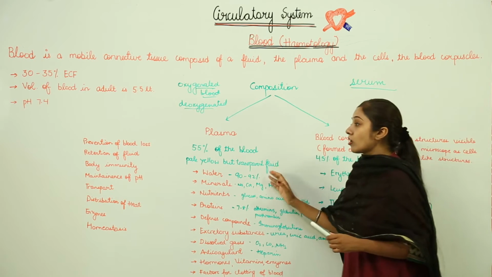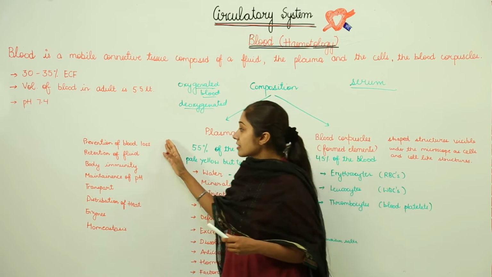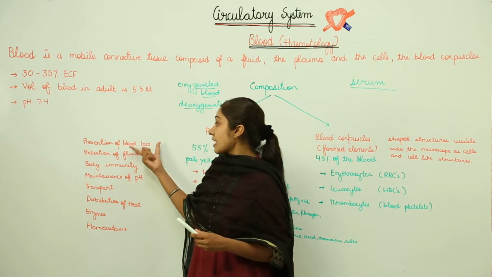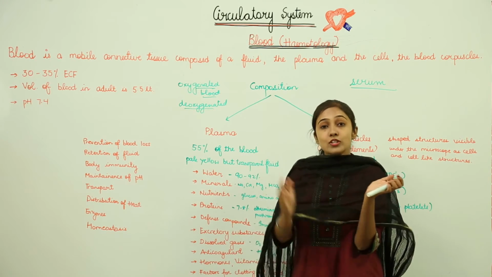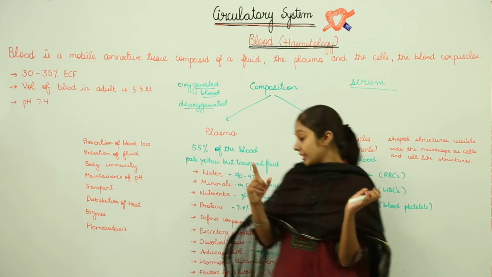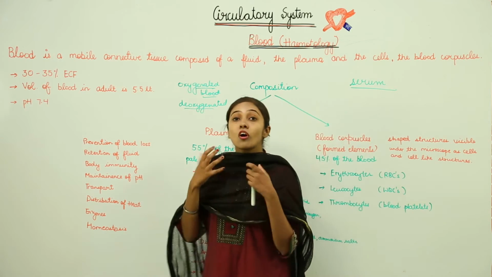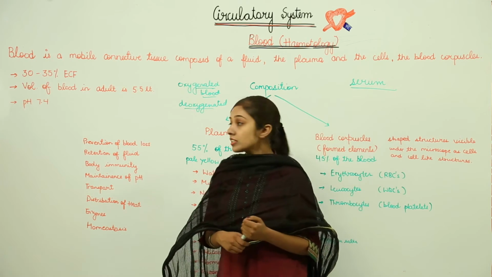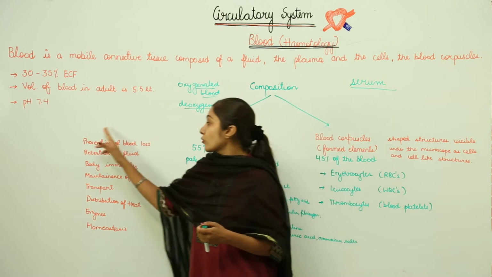Then moving on to the functions of the plasma. Well, first function of plasma is the prevention of blood loss. Now, how does this happen? For example, you have a cut on your body. Now, blood is going to flow and flow and flow, right? It is not going to stop if there are no clotting factors in your blood. So, plasma has those clotting factors that we discussed, due to which plasma has a very important function, that is prevention of blood loss.